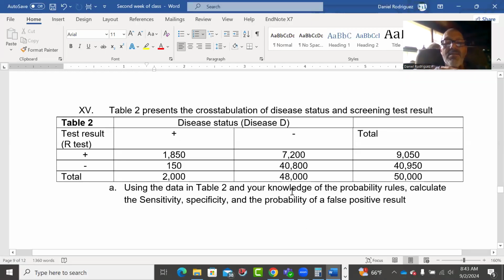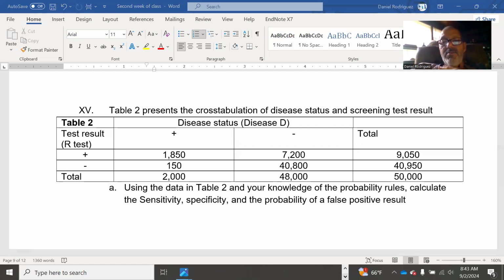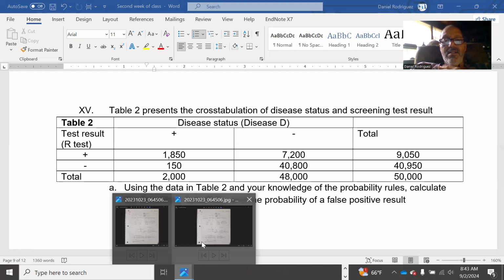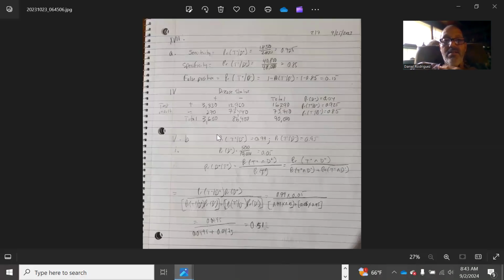Specificity. Well, it's the probability of testing negative given one does not have the disease. So 48,000 individuals do not have the disease. Of those, 40,800 tested negative. So the probability of testing negative given one does not have the disease is 40,800 divided by 48,000. And what did we get here? 40,800 divided by 48,000, 0.85.